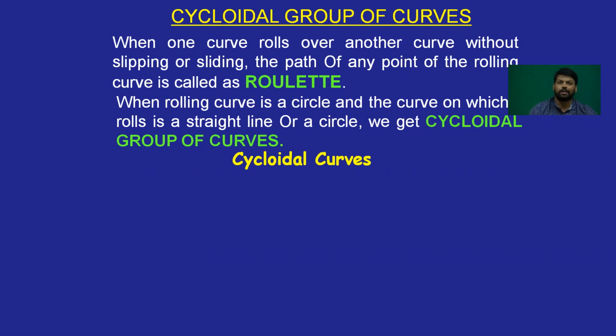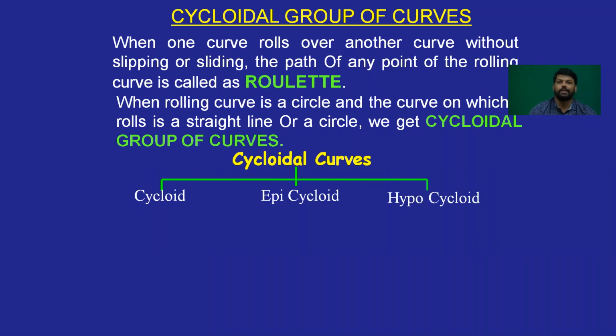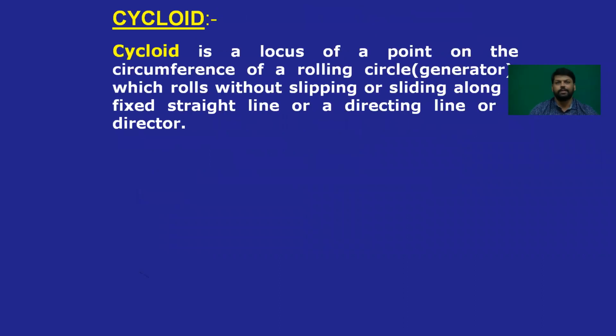Now these cycloidal curves are classified as the first one cycloid, the second one epicycloid, and the third one hypocycloid. So in today's topic, we will get to know the construction of the cycloid. First, we will learn the definition of the cycloid. Then we will see the construction procedure for the cycloid.